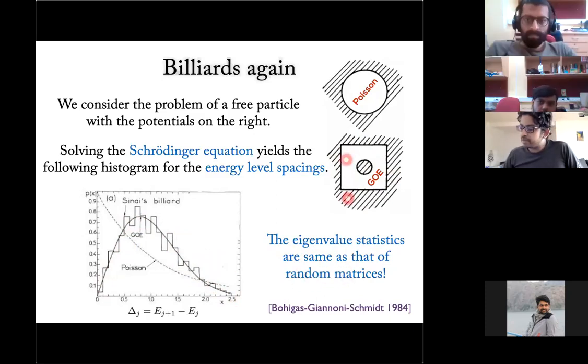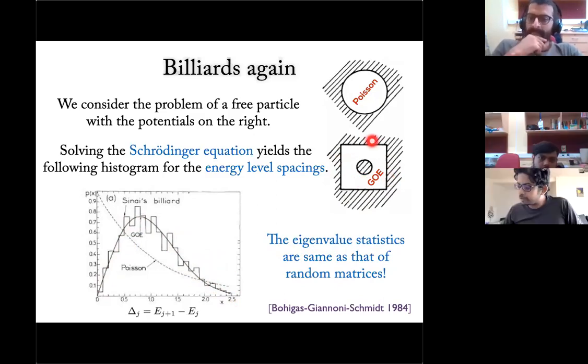Okay, so this in its classical limit forms a chaotic system, but if you take the same potential and solve the analogous quantum mechanical problem, its level spacings obey the GOE distribution. So you take a random GOE matrix and find its eigenvalues, the level spacings are going to have this form, and it obeys this.